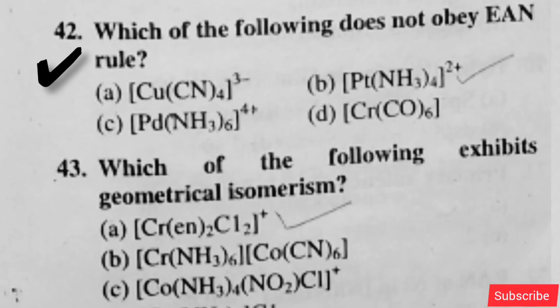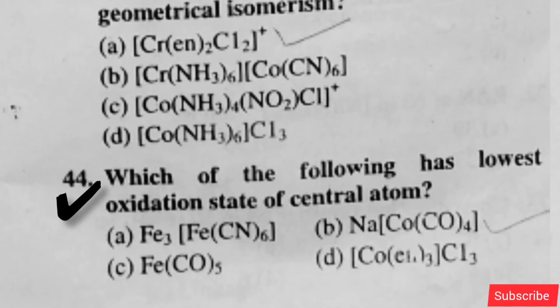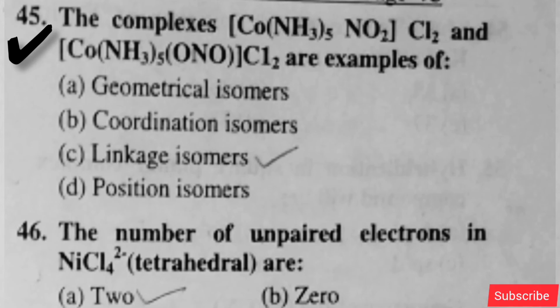Option B is right. Question 43: which of the following exhibits geometrical isomerism. Option A is right. Question 44: which of the following has lowest oxidation state of central atom. Option B is right. Question 45: the complexes this and this are examples of linkage isomers.